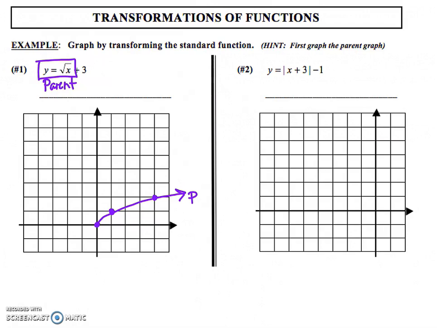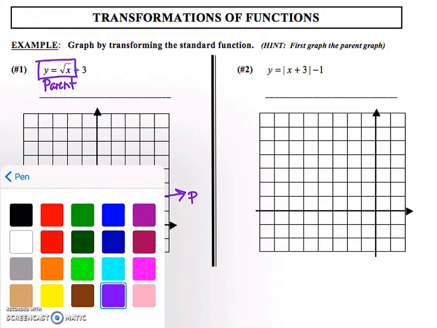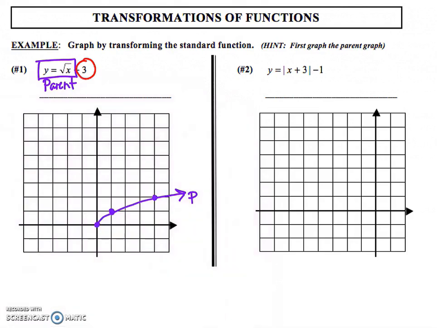So then that plus 3 that we see at the end of our graph, that's going to be a k value, or that's going to be a vertical shift up 3. So then we're just going to move each of our key points here up 3 units. And that's my final graph, so I'll label it F for final.